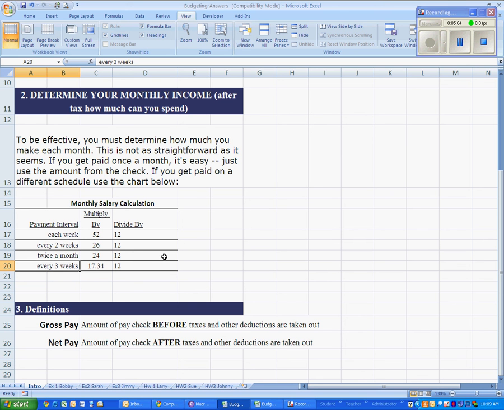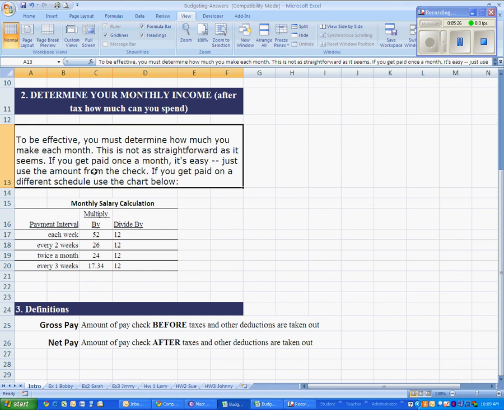Some people get paid every 3 weeks, which is unusual. Some people just get paid once a month. And you want to always make it monthly, because most bills, like your rent and cable bill and phone bill, cell phone bill, most bills come in a monthly charge. So it's easier when you're budgeting just to keep everything monthly.